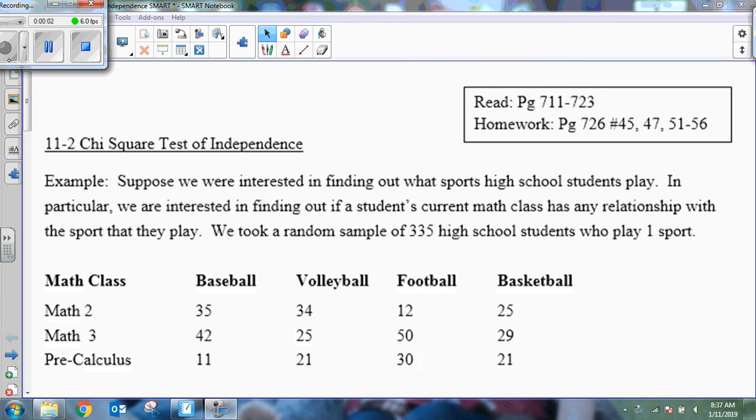Hello again. So we are almost done with this chapter already. We are going to look at chi-squared test of independence today. The good news is that this test is almost exactly like yesterday's test.